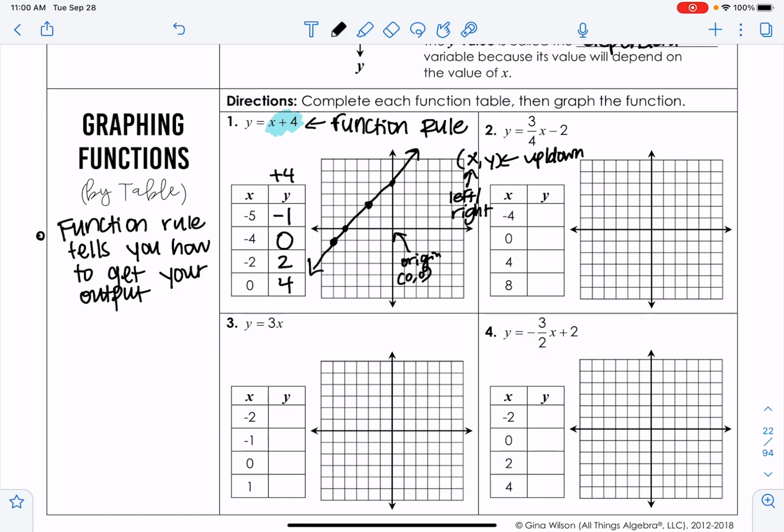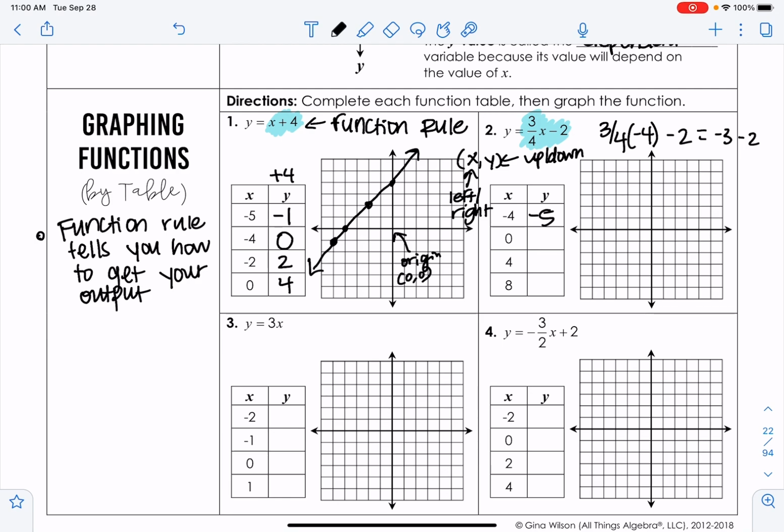All right, moving on to the next one. You do the exact same thing. You have your new function of 3/4 x minus 2. I'll show you how to do the first one, and then you can see how I got my answers here. For the first one, where x equals -4, I'll just plug in -4 for x. So I'll have 3/4 times -4 minus 2. 3/4 of -4 is -3, and minus 2, my answer is going to be -5.